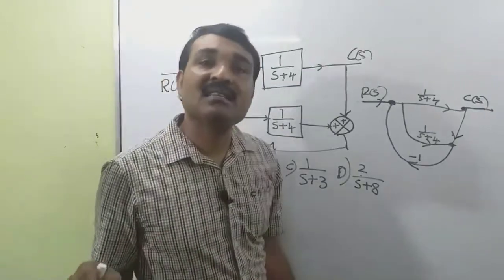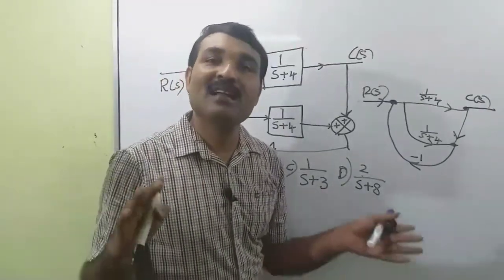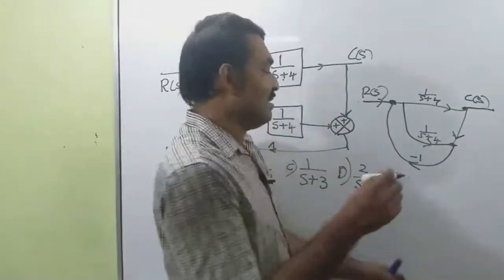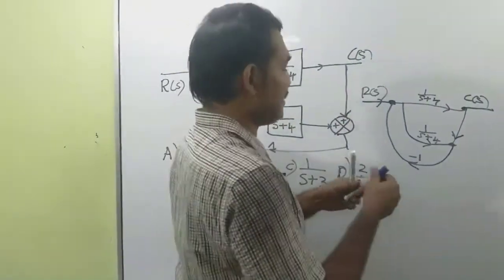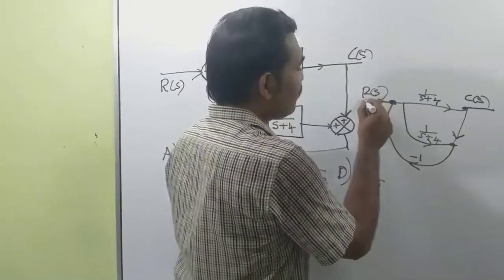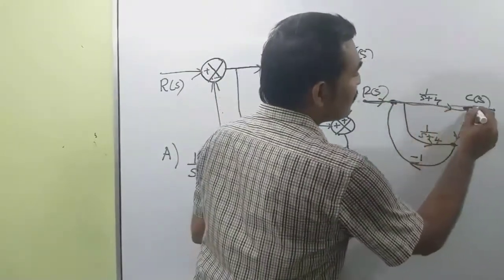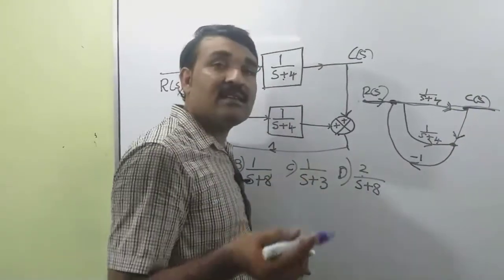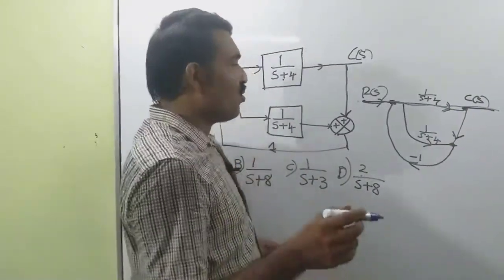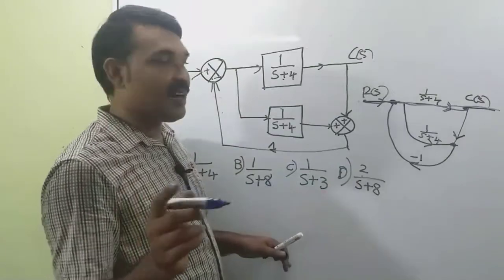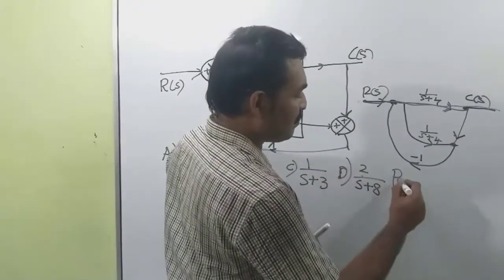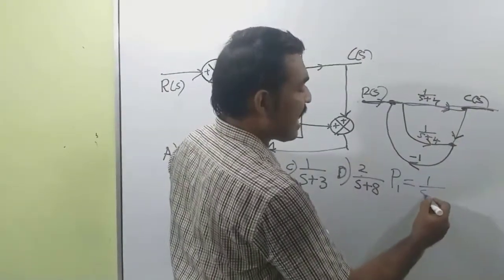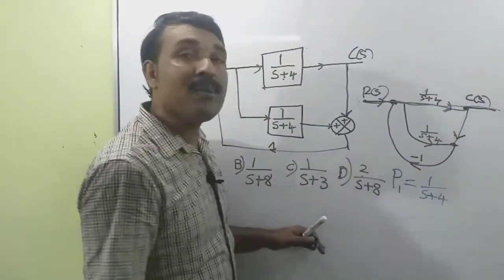A forward path is a path connecting input and output in such a way that no node or branch repeats. Now our forward path starts from the input node and moves along this to the output node. So this is a forward path and there is no other forward path. So our forward path is P1, and the gain of our forward path is 1 divided by s plus 4. Now how many loops?